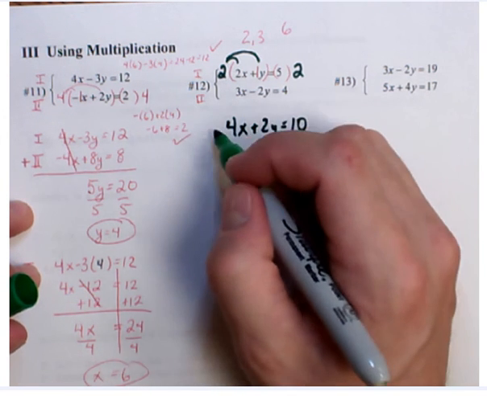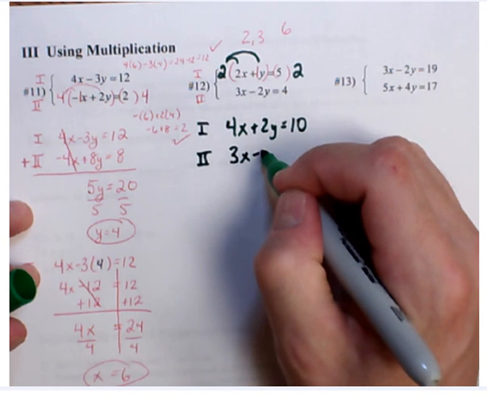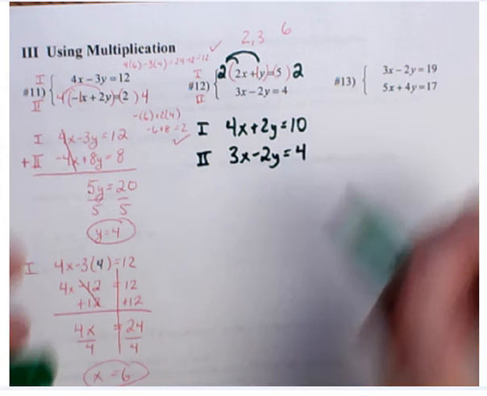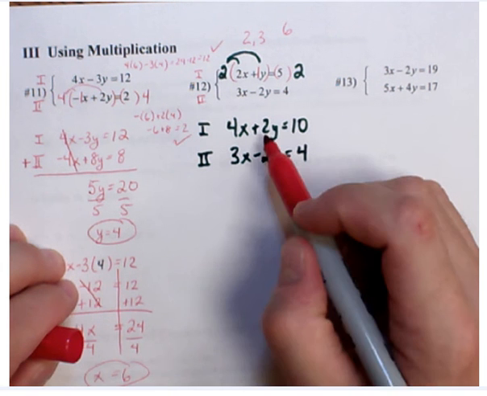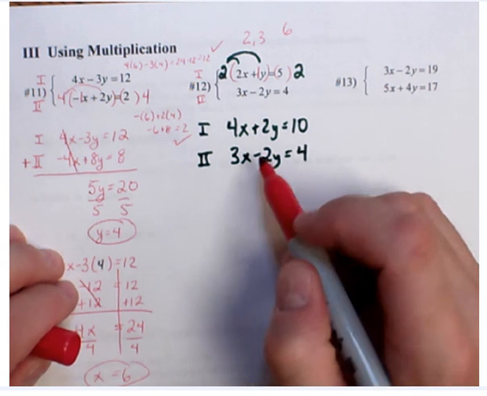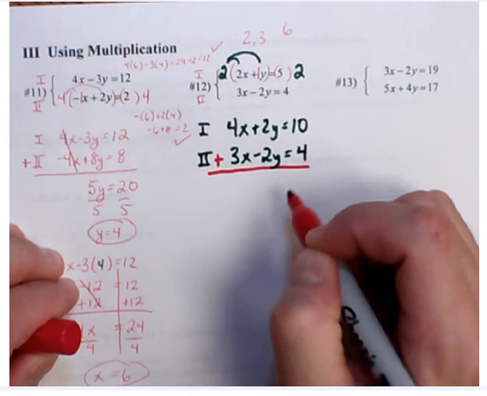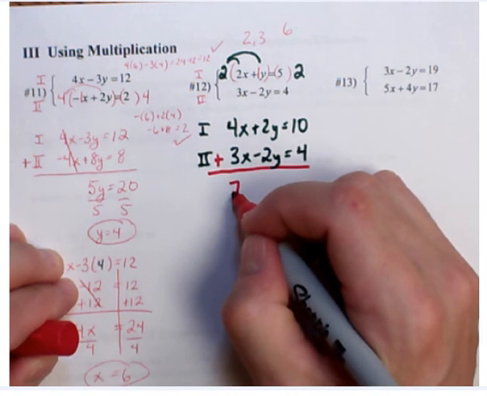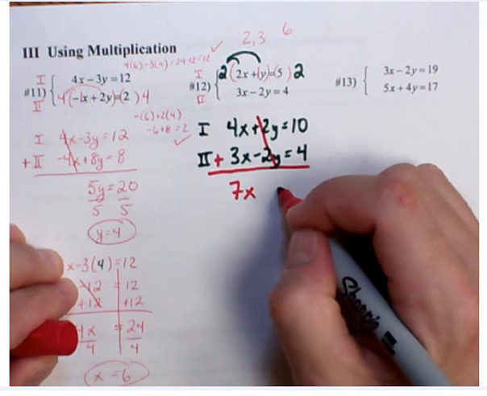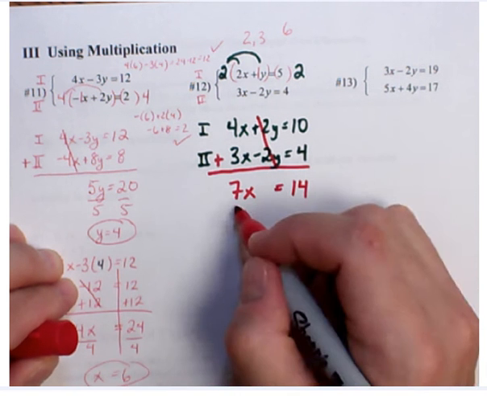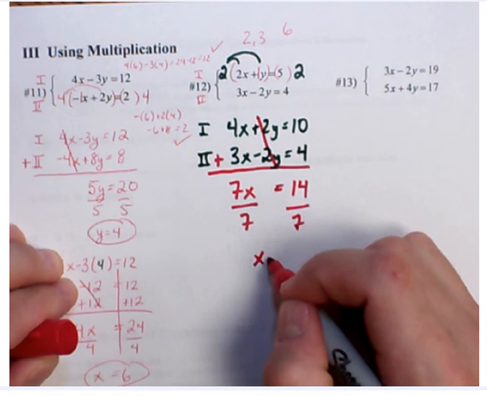Then we have, so that's equation 1. Equation 2 stays the same. 3x minus 2y equals 4. Now look at what we have. Positive 2y, negative 2y. This is exactly what we want. When you have opposites, add the equations. So we get 7x, positive 2y plus negative 2y is 0, equals 14. Divide by 7, and we get 1x equals 2.